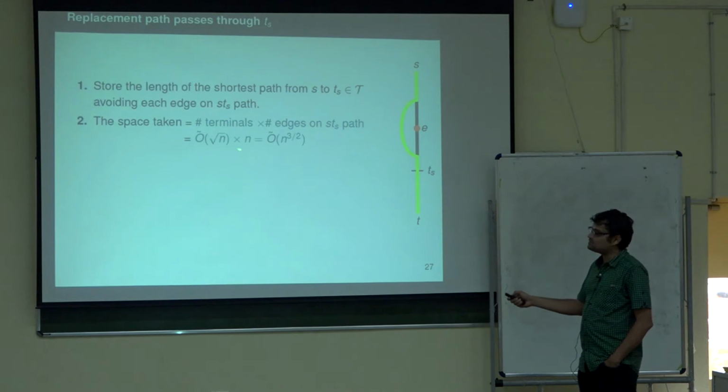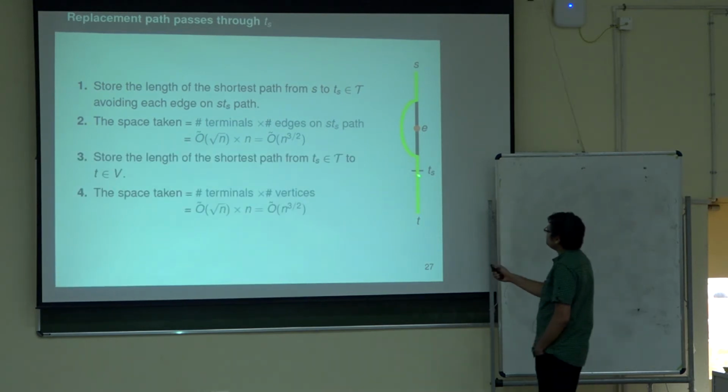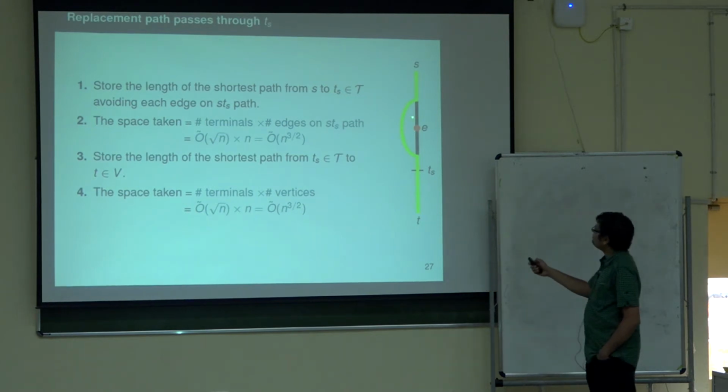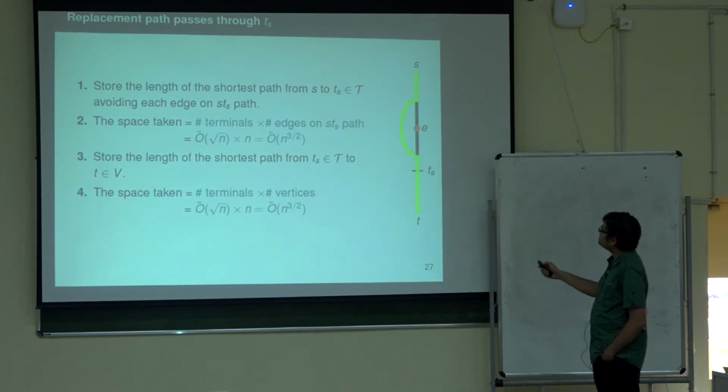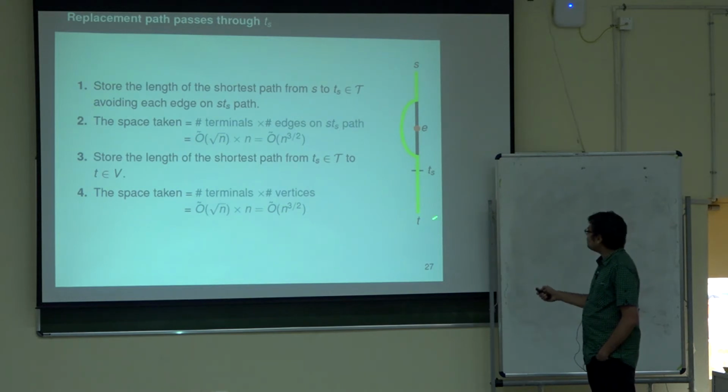So the number of terminals is order square root of n, and the number of edges on the STS path is n. So this is again n to the 3 by 2. And then I have to also find a path from TS to T. Okay, so my plan is, if the replacement path passes through TS, then I will find the shortest path from S to TS, avoiding E, and then I will add the shortest path from TS to T. In which case I want to find the shortest path from TS to T, I'll store it somewhere.